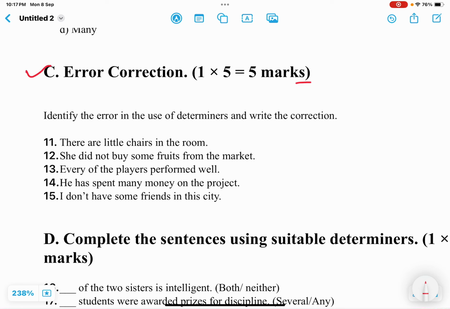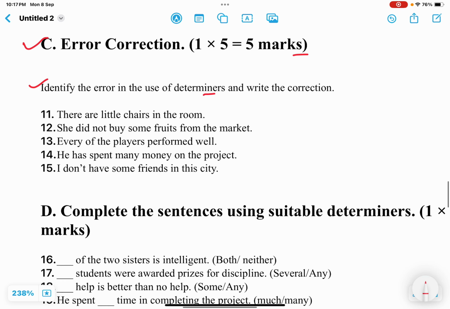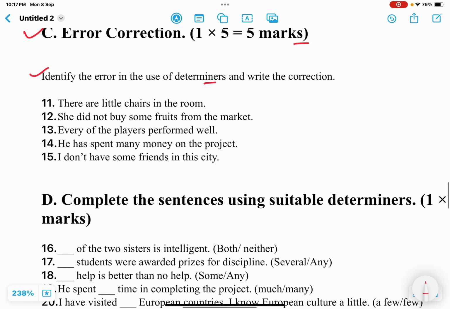Next question type: error correction. What is the question? Identify the error in the use of determiners and write the correction. Here we are to concentrate only on determiners. For example, here little is a determiner. Then in the next sentence, some. In the next, every. Then he has spent many. I don't have some. So now we are to find the errors, and then we are to supply the correction also.